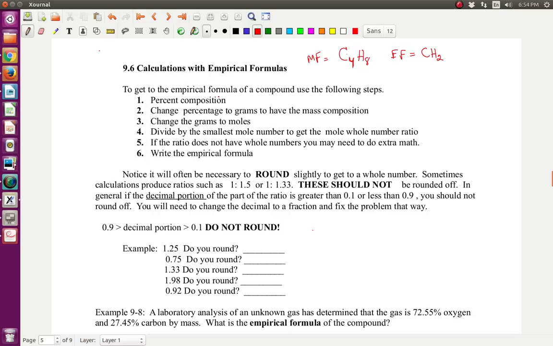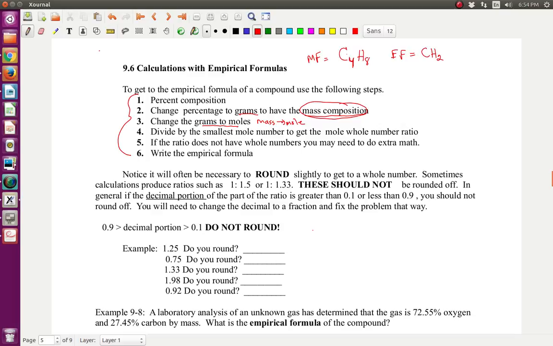All right, to get the empirical formula, I've given you some basic steps here. It's not always going to be perfect, but it's a guideline. If you have percent composition, you're going to change the percentages given into grams to get a mass composition. If you're already given a mass composition, you can skip that step. The next thing you need to do is change all your grams into moles, and to go from mass to moles, you're going to use the molar mass.